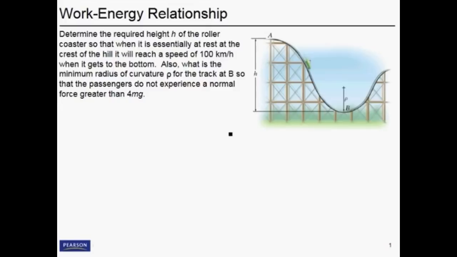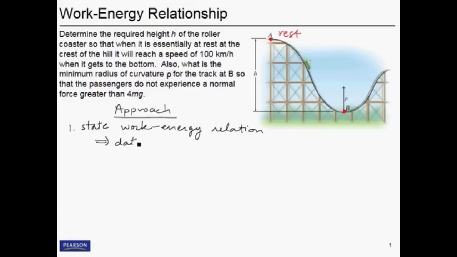So these roller coaster problems are kind of classical dynamics problems. We've got a car that's going to start up here at rest, come down here to B, and achieve a certain speed, and we also want to control the acceleration. And so these are great work-energy type problems. So our approach is going to look like this. Step 1 is to state a work-energy relation. One of the things we're going to have to do here is establish a datum from which we're going to measure our work. And from here, we're going to be able to solve for h.